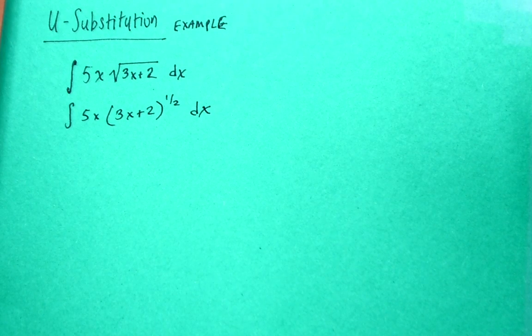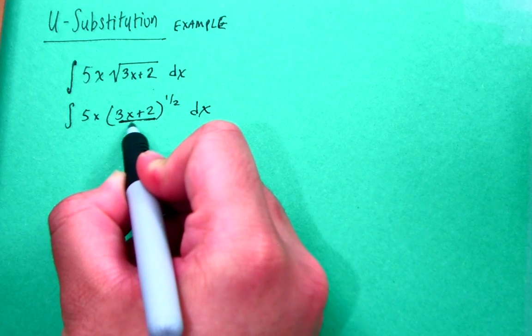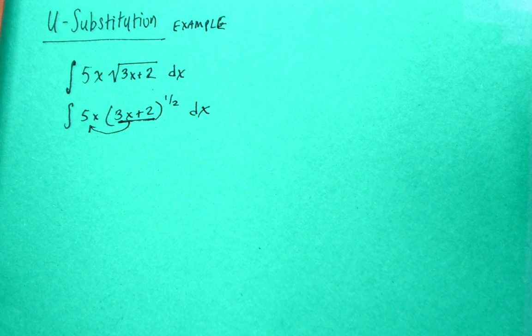The question to ask is, can I apply the reverse chain rule, which is to say, is the derivative of the interior sitting next to it, or is it a constant multiple away from sitting next to it? Well, the derivative of the inside is 3, right? Just 3x plus 2's derivative would be 3.